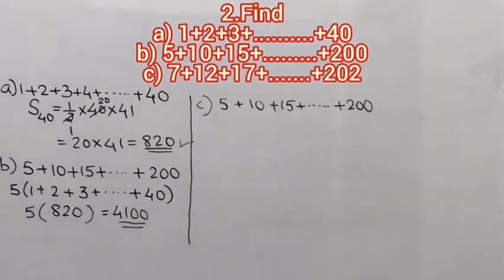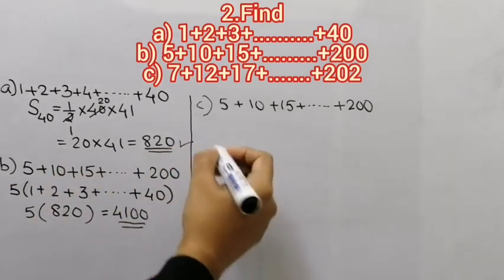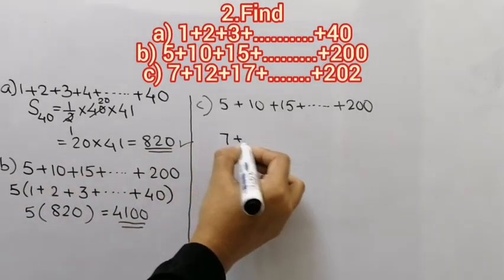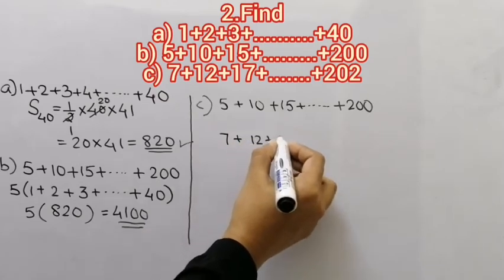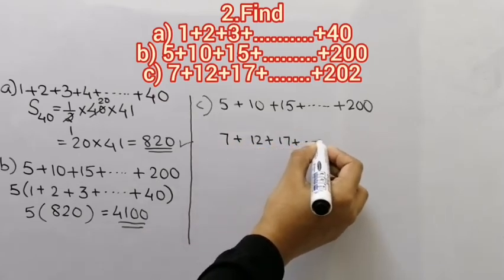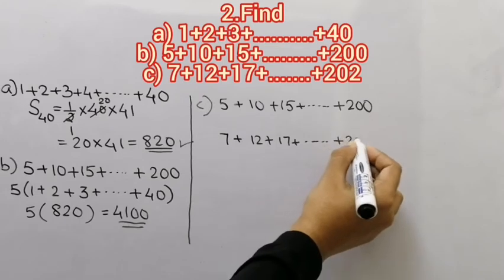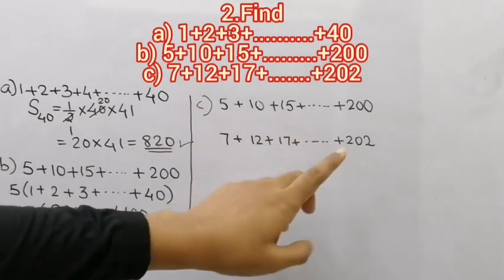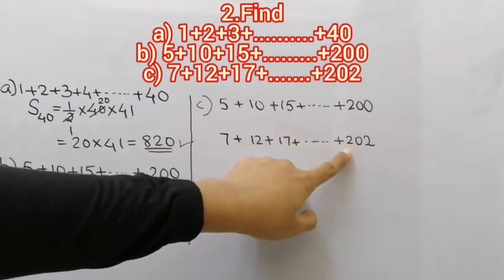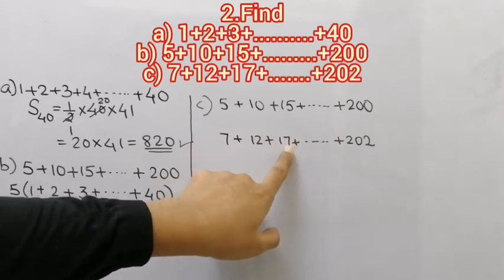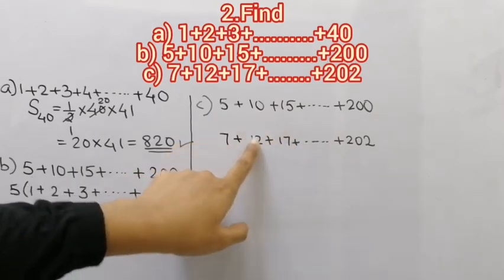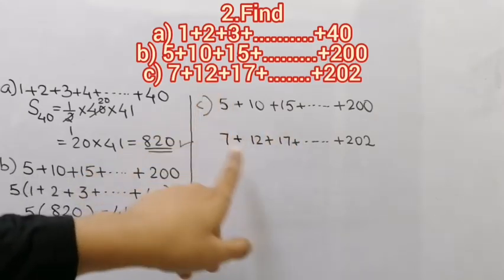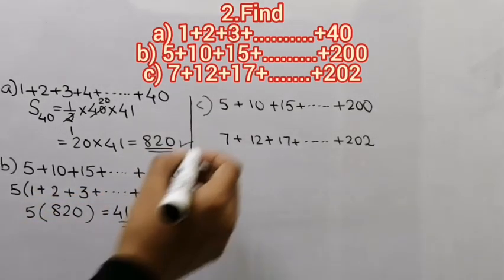Up to 200. Now I am going to write the next sequence, that is 7, 12, 17, etc. up to 202. Now you look here, just compare the first and last one and see. 200 plus 2, 202. 15 plus 2, 17. 10 plus 2, 12. 5 plus 2, 7. So all the time we are adding 2.